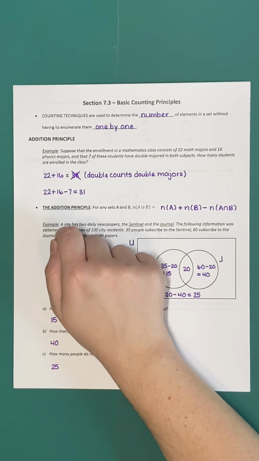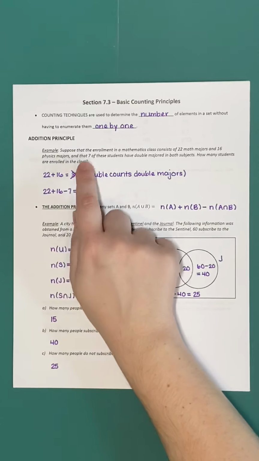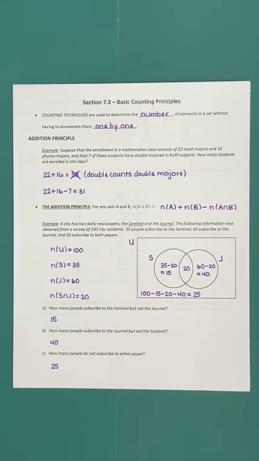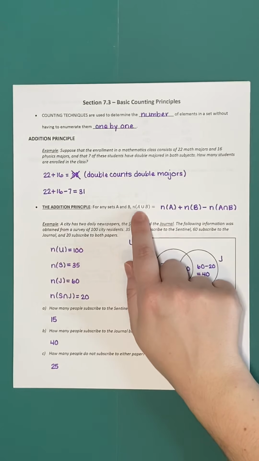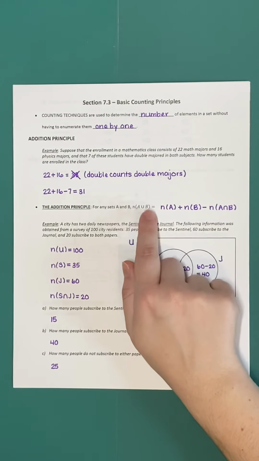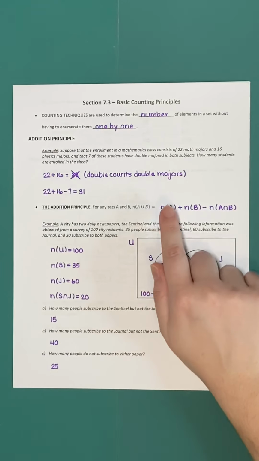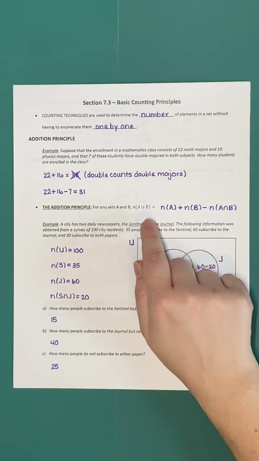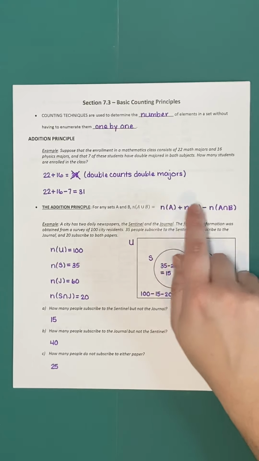That's going to be the idea behind the addition principle: we can't just add up what's in 2 sets if there's overlap between the 2 sets. More generally speaking, and in terms of the notation that we introduced when we talked about sets, the addition principle states that for any sets A and B, the number of elements in A union B, in other words, in A or in B, in this case math majors or physics majors, is going to be the number of elements in set A plus the number of elements in set B, not surprising, but as with this situation, remember that double counts anyone who's in both A and B at the same time.